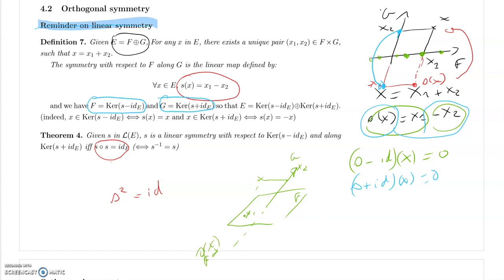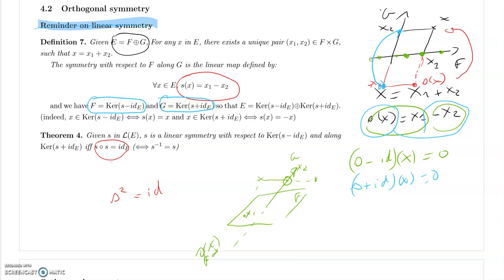Okay, that's the symmetry with respect to F, but we could also do the contrary. You could take the symmetry with respect to G along the direction F, and that's the same idea. You keep the one part and take the opposite of the other one. All right, so when you have a matrix, you just check that if you square the matrix, you get the identity matrix, and that's one part. And next, if you want to find the F and G directions, you have to find the kernel of S plus identity, that's going to be G, and the kernel of S minus identity, that's going to be F.